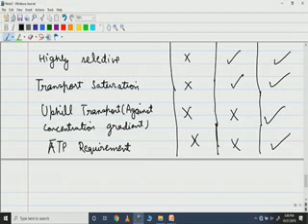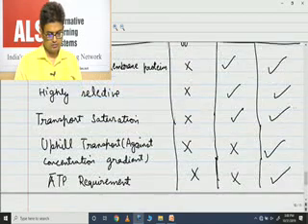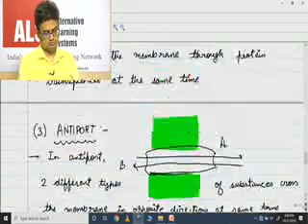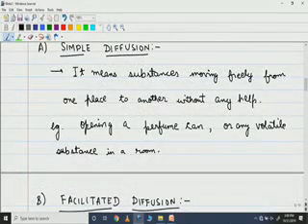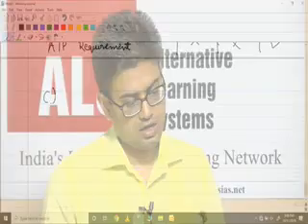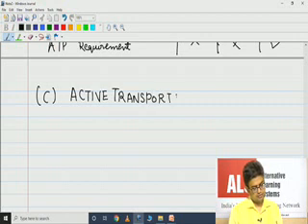Now I must discuss active transport. We have covered simple diffusion, we have covered facilitated diffusion. Now we must cover part C, which is active transport.